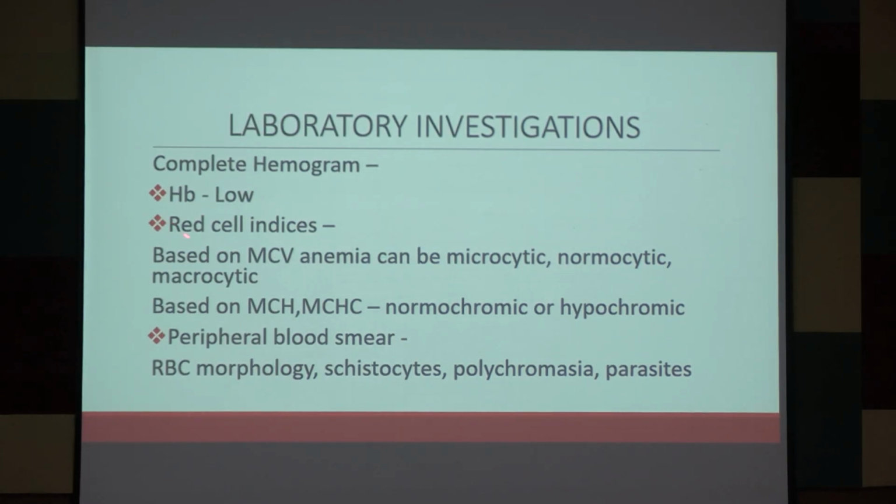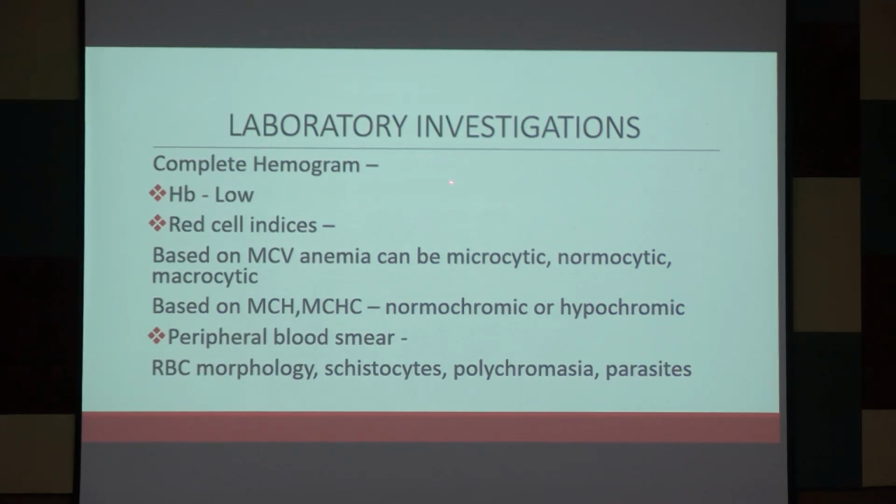Hemoglobin is low. Red cell indices, three red cell indices: mean corpuscular volume, mean corpuscular hemoglobin, mean corpuscular hemoglobin concentration. So mean corpuscular volume, based on it anemia can be microcytic, macrocytic, normocytic. What is normal MCV? 80 to 100 femtoliter. MCV less than 80 is microcytic, MCV more than 100 is macrocytic. And based on MCH and MCHC, it can be normochromic or hypochromic.